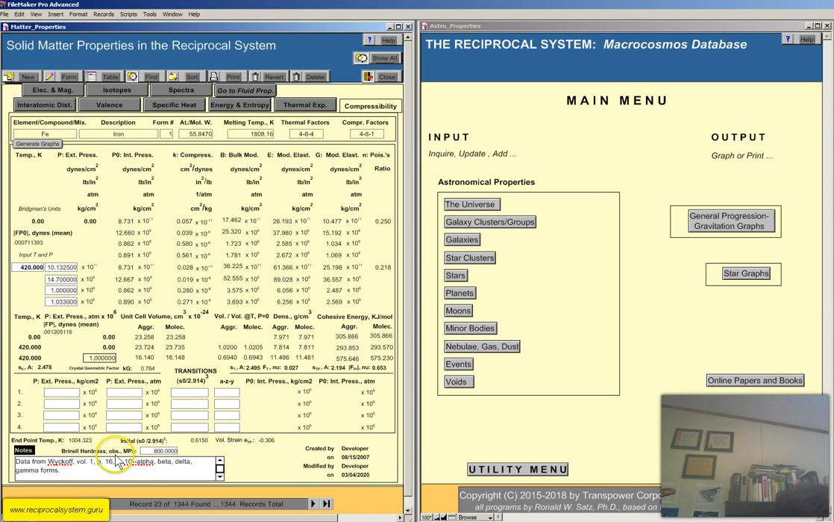Okay. And here's the Brinell hardness. Neither conventional theory nor the reciprocal system has yet a theoretical method to calculate the Brinell hardness, so this is just an empirical data point. Now, just to make this whole thing complete. All right, wow. I think that covers everything, so let's close out.